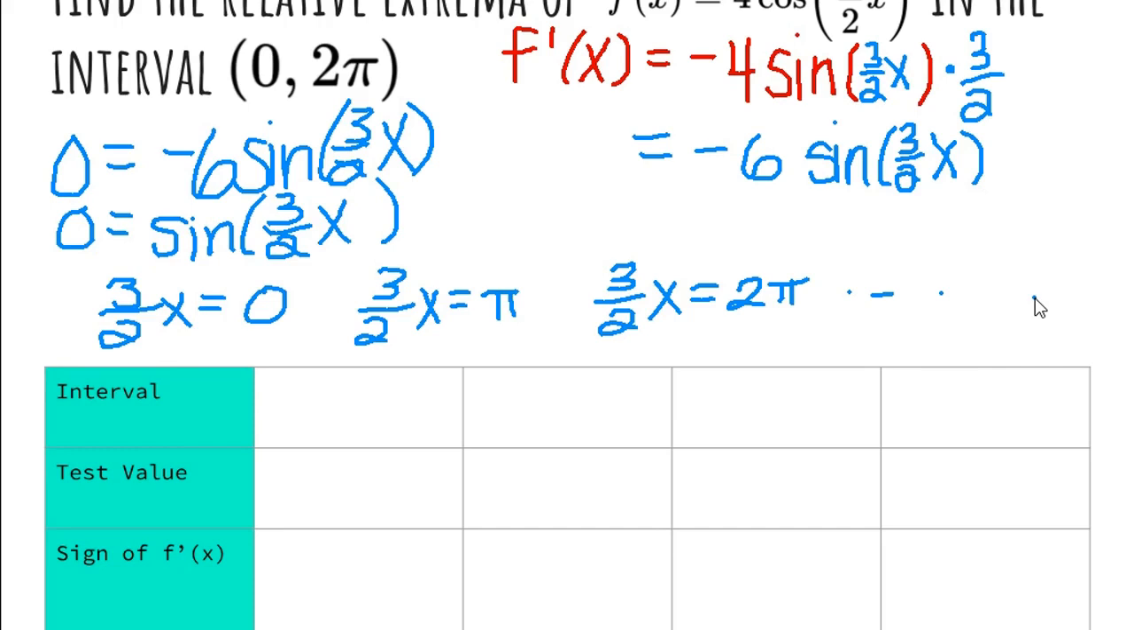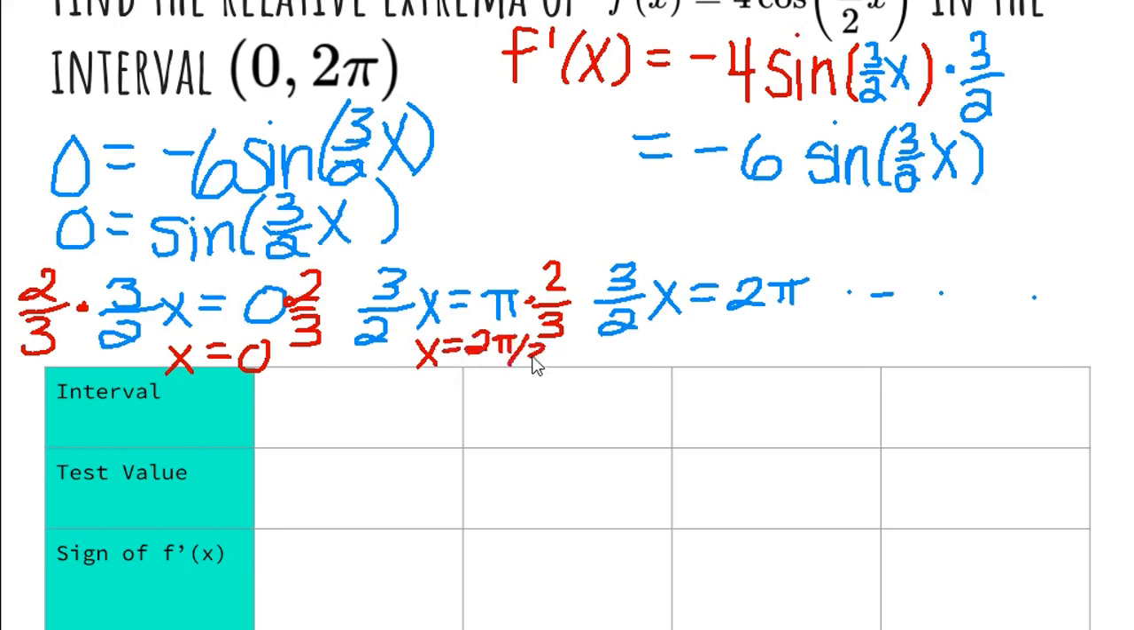So I'll start multiplying through by 2/3. To get x by itself, I multiply by 2/3. So x equals 0. I multiply by 2/3, x equals 2 pi over 3. I multiply by 2/3, x equals 4 pi over 3. So notice I'm still within my domain, so I'm going to go a little further.